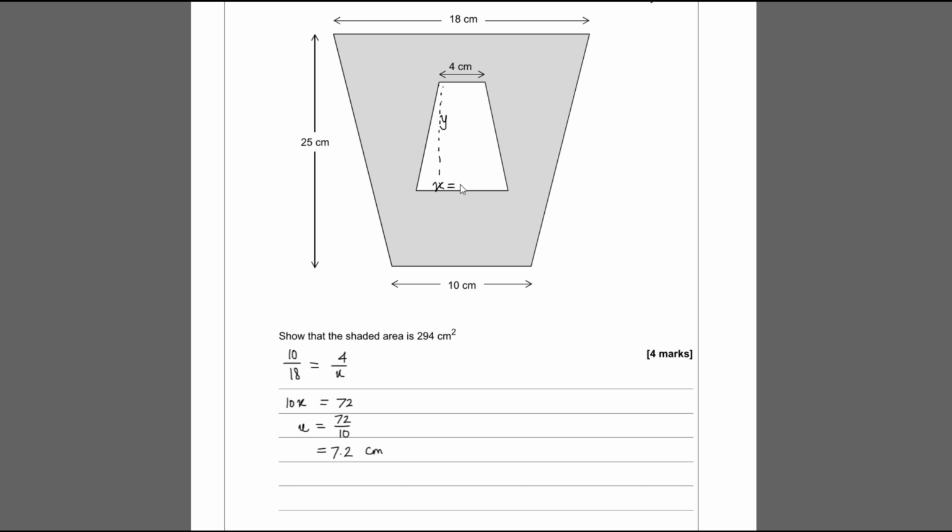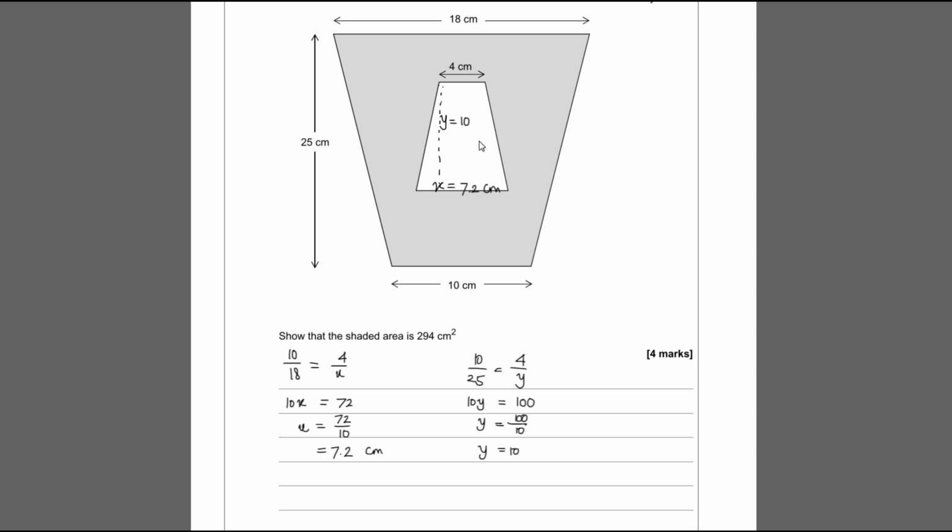x is 7.2 centimeters. Now let's take the short side with the heights. 10 by 25 is equal to 4 by y. Why did we take 4? Because it's the short side, as we have taken 10 here. Cross multiply again. 10y is equal to 4 times 25. It's 100, so y is 100 divided by 10, y is 10. We have here y is equal to 10.